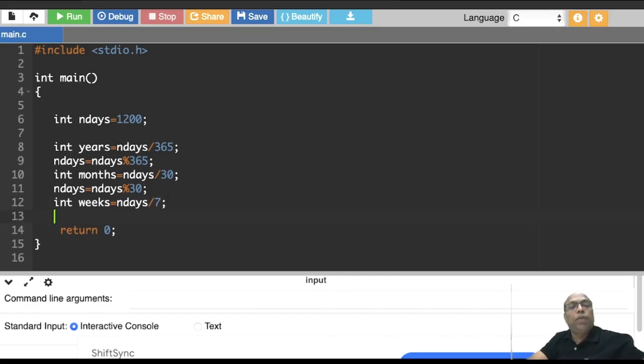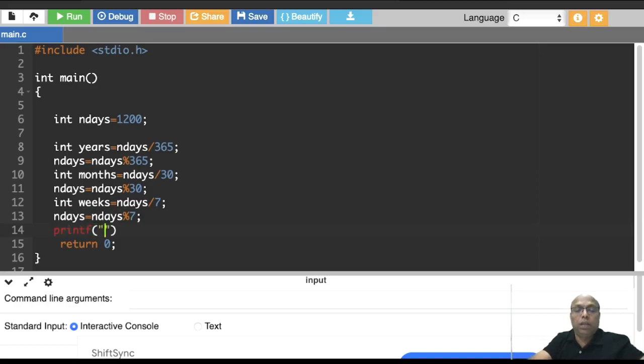N days divided by 7. 15 divided by 7. How much did I get? 2. What is remaining? N days is equal to n days modulus 7. That gives me the remainder, which I can directly store in n days. Now I need to print.